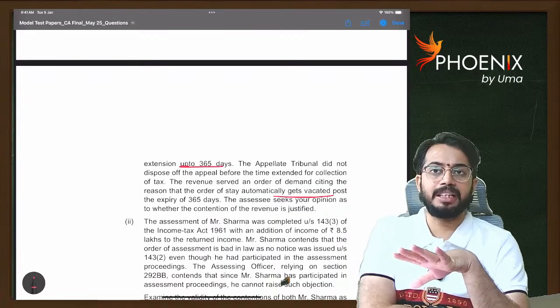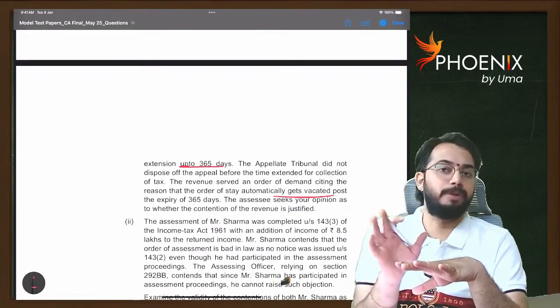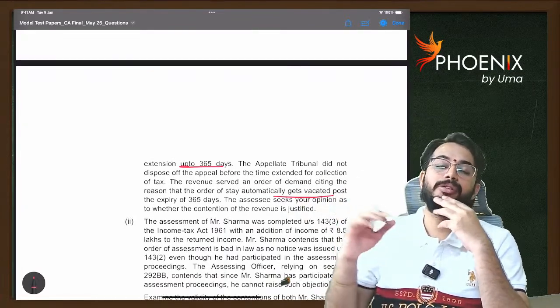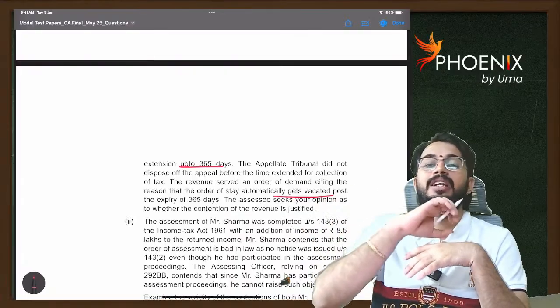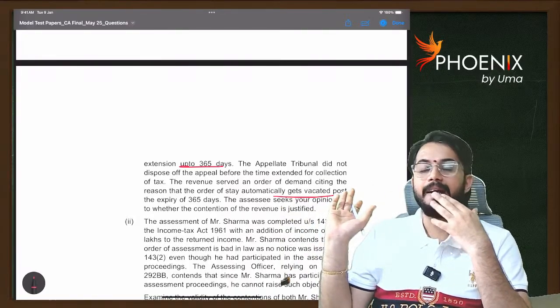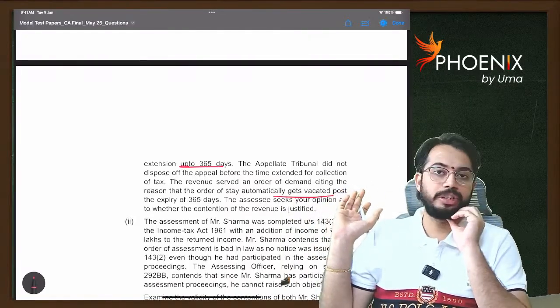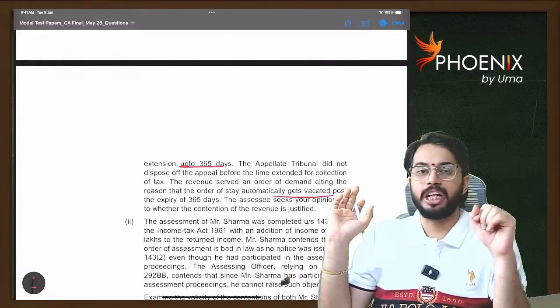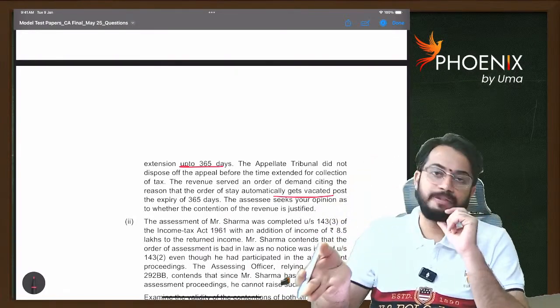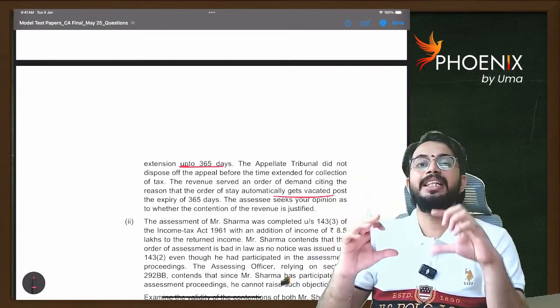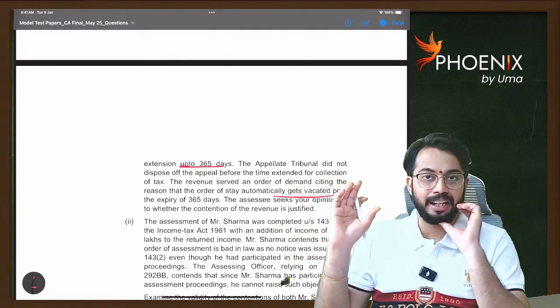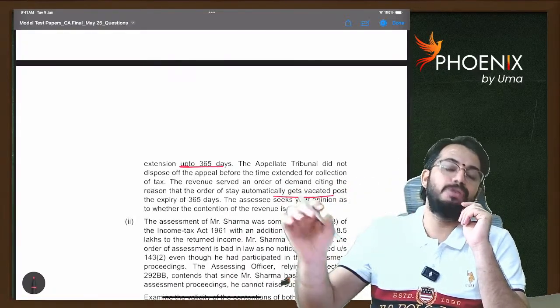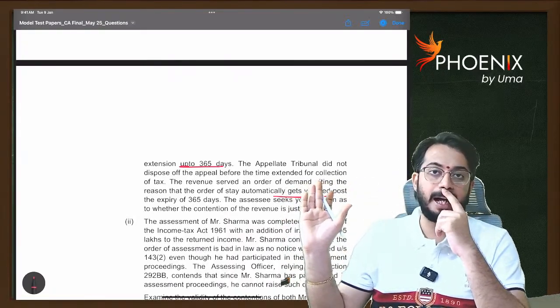After 365 days, if case is not disposed of, then department can recover tax from me. Are you able to understand? But there is one Supreme Court judgment. As per that Supreme Court judgment, even after 365 days also, if case is not disposed of by ITAT, the stay will continue, stay will not be vacated. Are you able to understand?